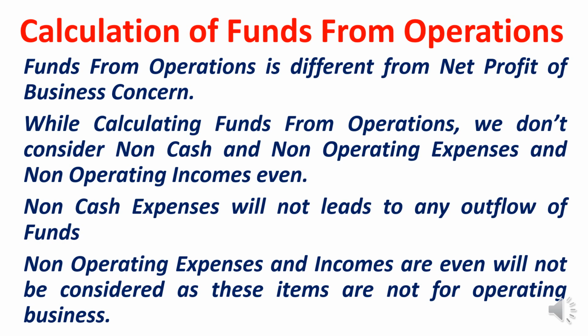Whereas funds from operation will be calculated without taking these into consideration, because a non-cash item will not lead to any outflow of funds, therefore we don't consider it. Whereas non-operating items, since these are non-operating, we don't incur these expenses or earn this income from the operational activity, therefore we don't consider them either. So funds from operation is a very precise calculation without considering the non-cash and non-operating items. How to calculate that funds from operation, I will explain to you.